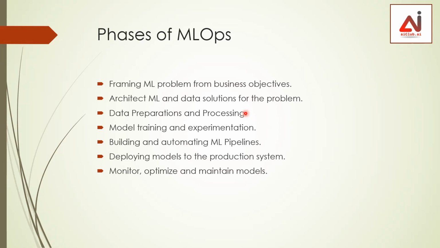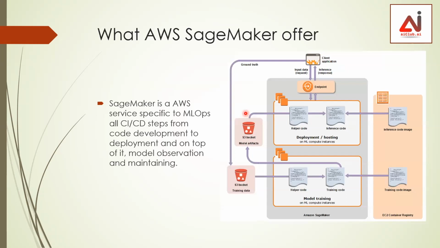Okay, so these are the major phases of what MLOps covers. What AWS SageMaker offers to us. SageMaker, as I've said earlier, is an all-in-one solution that offers gathering data, storing data, building models, deploying them, and monitoring them. And this is the basic structure over the implementation side.